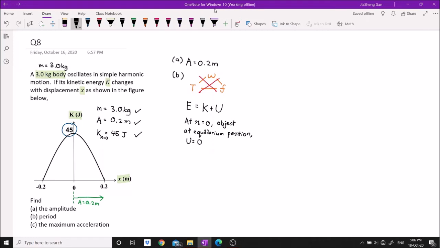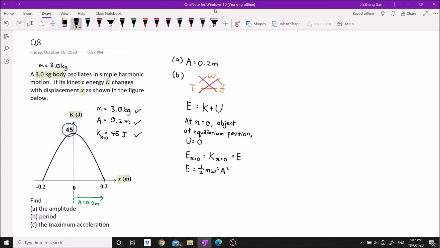Okay, so since we know that, we can safely say that E when x is equal to 0 is equal to K when x is equal to 0. But we also know that the total energy is always constant, so it's just equal to E. The next thing we also know is that E is equal to half m omega square A square. We know this as the formula for total energy.